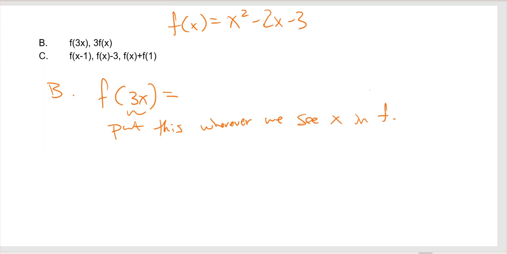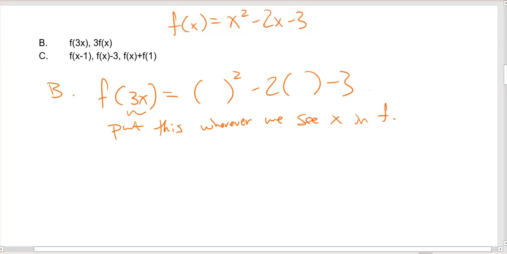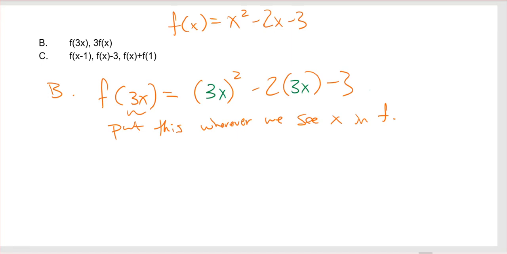Okay, so we're going to take our function f, and everywhere we see x, I'm going to put, whoops, I was thinking while I was writing instead of writing while I was writing. Okay, so we're going to put in here 3x now, right? Everywhere we see x in the function f.